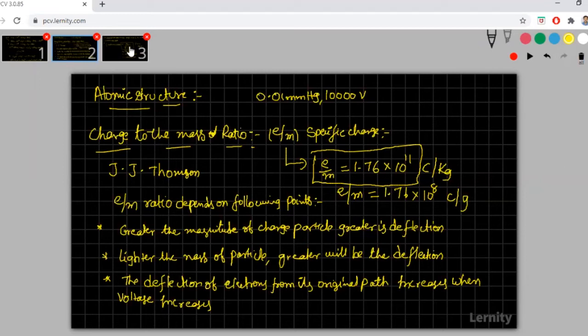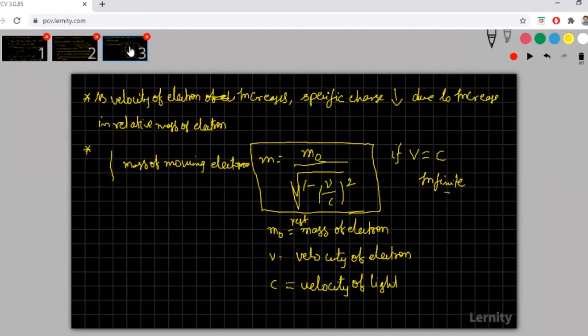And this is the most important point. Velocity of the electron increases as specific charge increases, due to increase in relative mass of the electron. Now, mass of the moving electron is equal to rest mass of the electron divided by the square root of 1 minus (v by c) whole square. Are you clear on that?